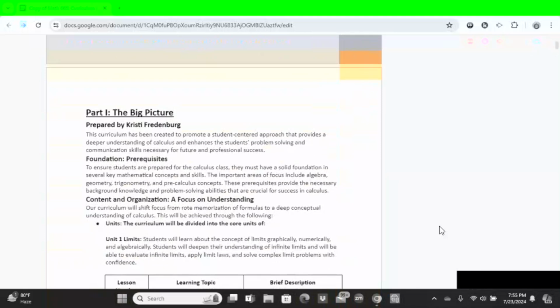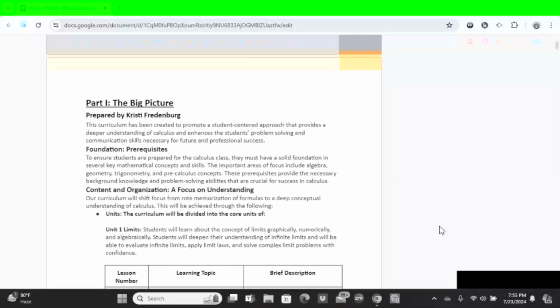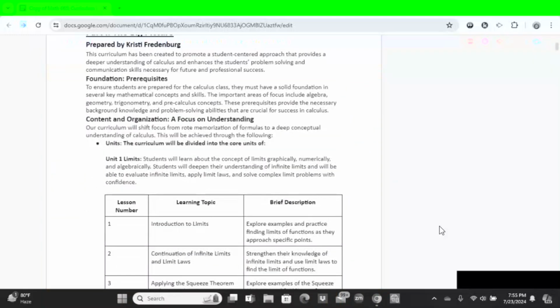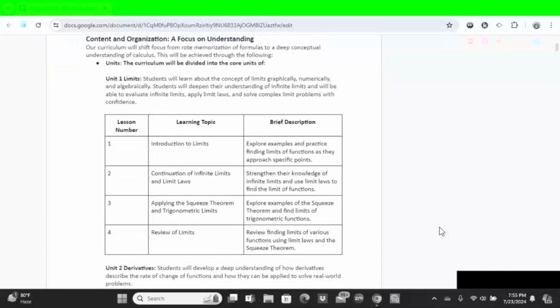This calculus curriculum has been designed to promote a student-centered approach that fosters deep understanding and practical skills through active learning, collaboration, and real-world applications. It aims to engage students in meaningful learning experiences that connect academic content with real-world situations, preparing them for future challenges and opportunities. The prerequisite for this class is a solid foundation in algebra, geometry, trigonometry, and pre-calculus concepts.